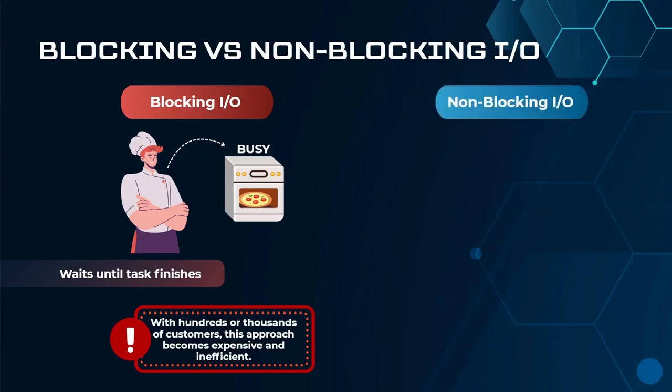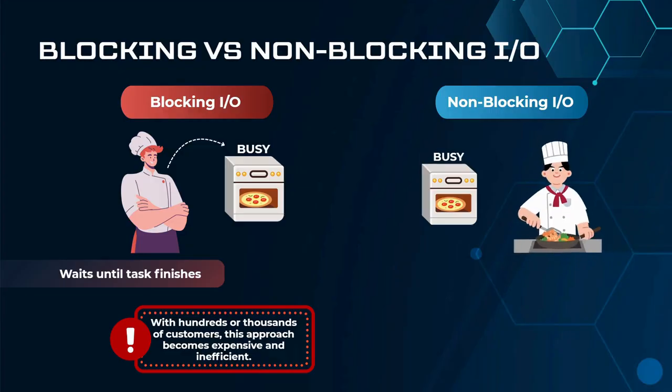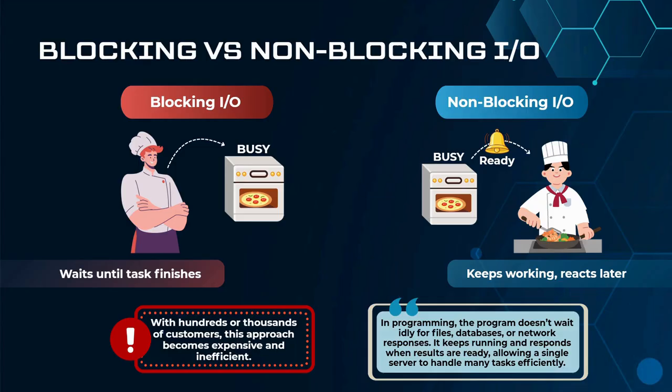Now, in non-blocking I/O, the chef puts the pizza in the oven and immediately starts working on the next order. When the pizza is ready, they are notified and serve it. In programming, this means the program doesn't sit idle waiting for files, databases, or network responses. It keeps running and reacts when results are ready. That's how a single server can handle many tasks efficiently.